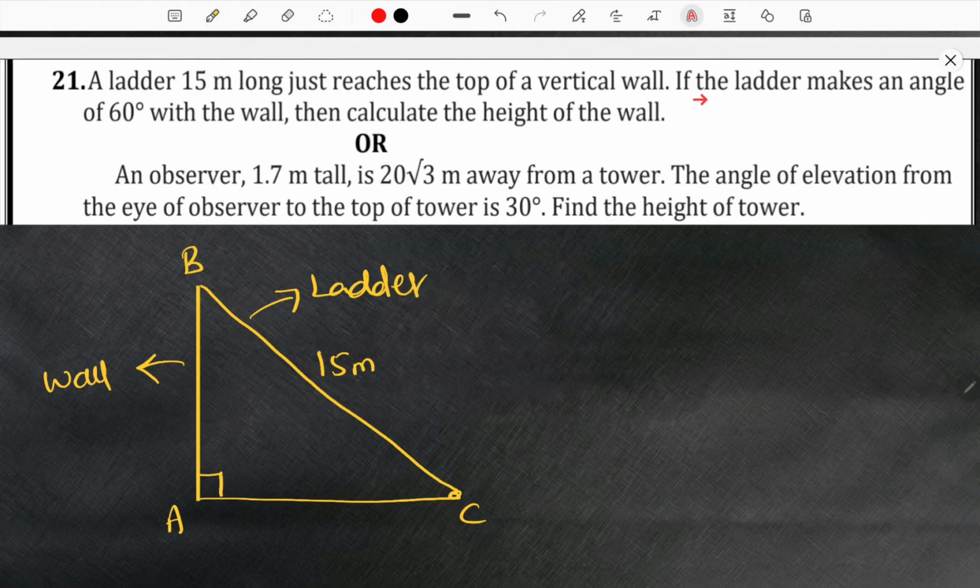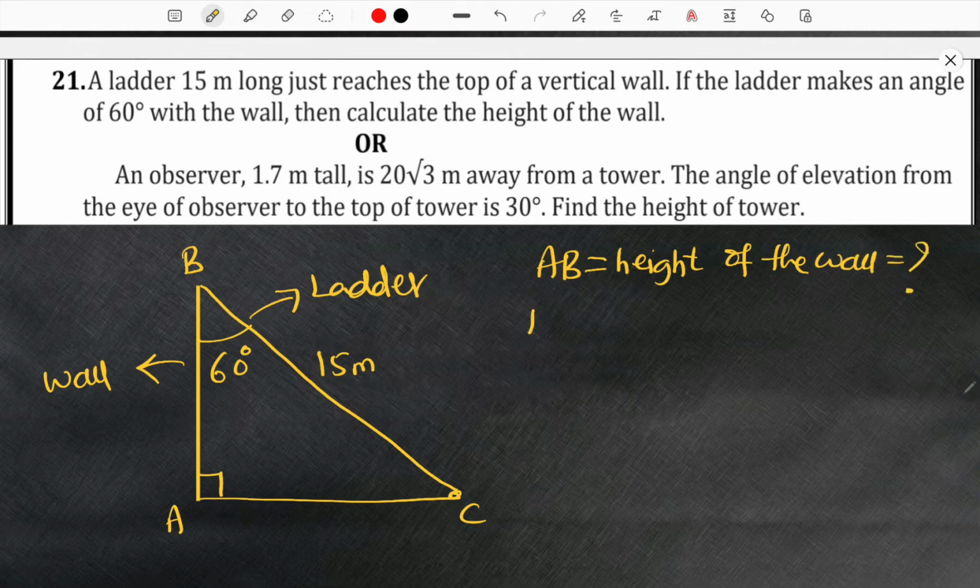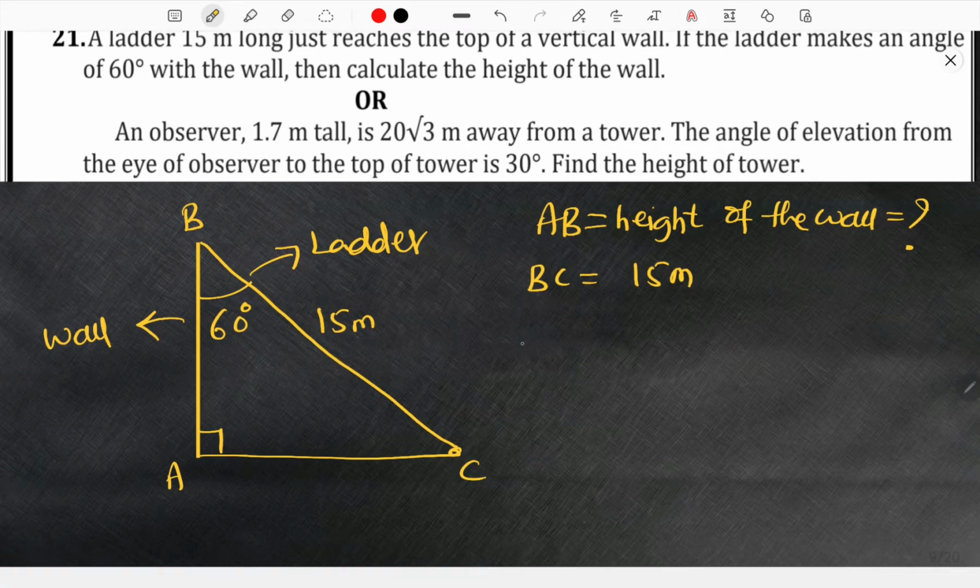Afterwards they are saying if the ladder makes an angle of 60 degree with the wall. So this ladder is making an angle of 60 degree with the wall. So here this angle is 60 degree. Now what they are asking: calculate height of the wall. So height of the wall means this AB, equal to question mark. And we know that BC is equal to 15 meter. So it's quite simple, no?